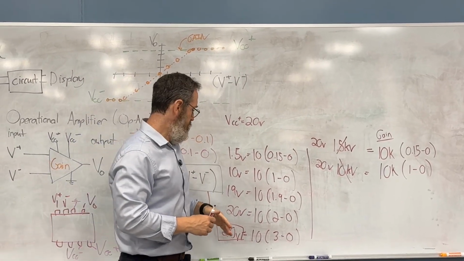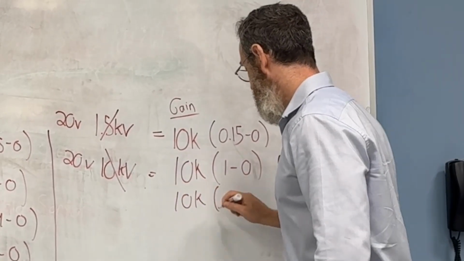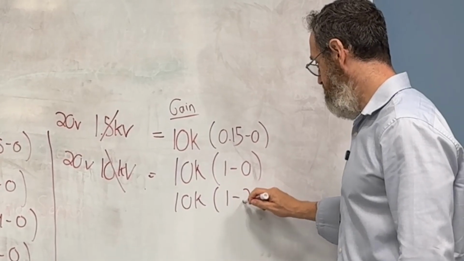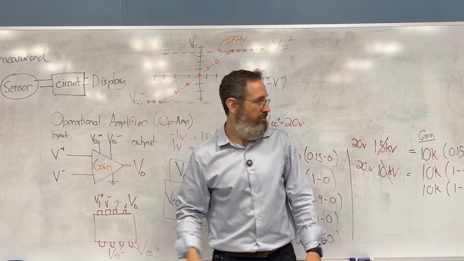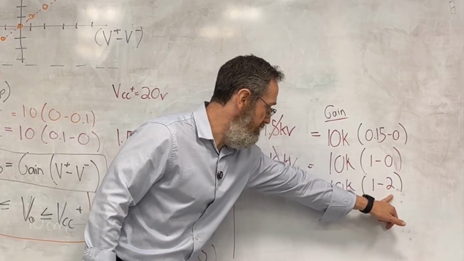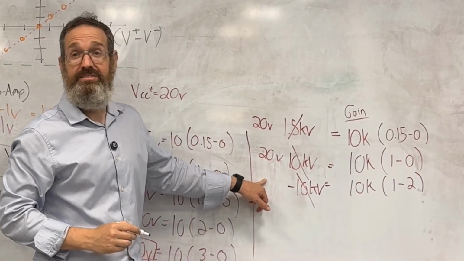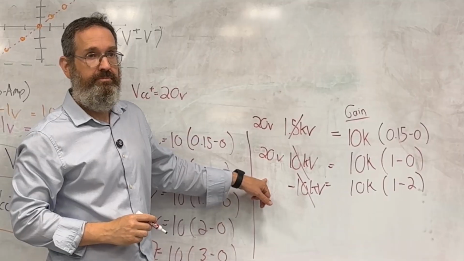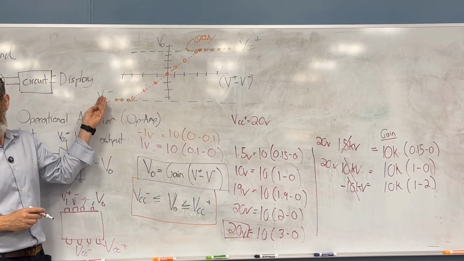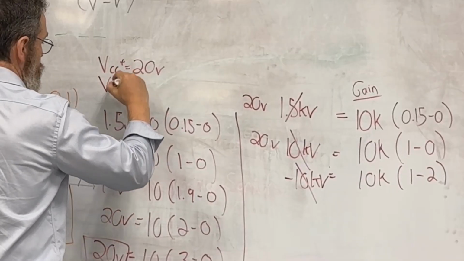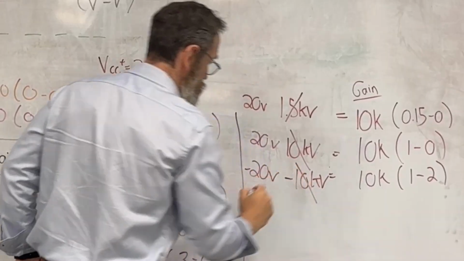Okay. What about a negative value? Let me reverse these. So I'm going to say 10K, and I'm going to say 1 volt minus 2 volts, right? So 1 minus 2. Well, if you do this calculation, you might say, well, 1 minus 2 is negative 1 times 10K, negative 10 kilovolts. No, right? What would be the value instead? We would be here. So this would be VCC minus, which maybe I didn't write. In our example here, we're going to make it simple. VCC minus is also minus 20 volts. So we're actually at minus 20 volts. We've swung the other way.